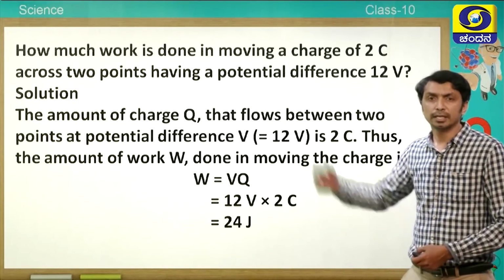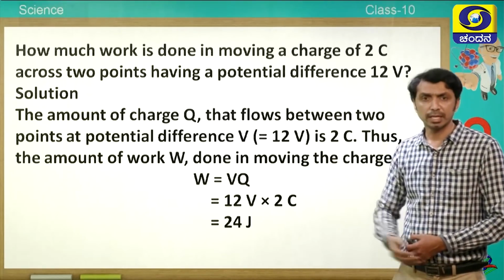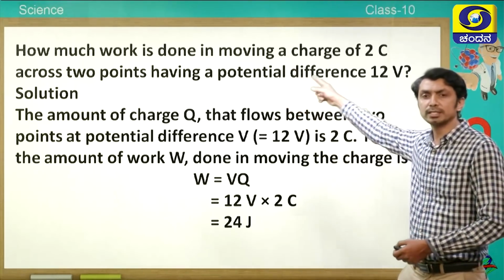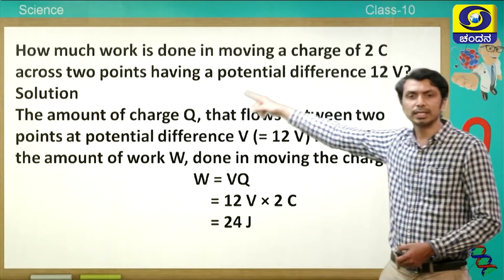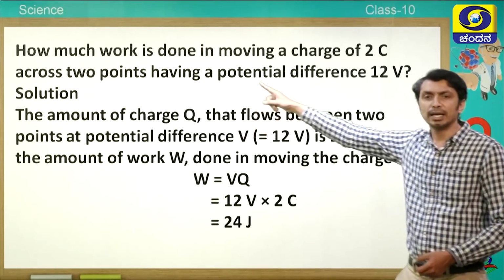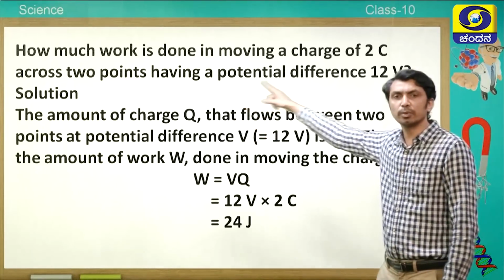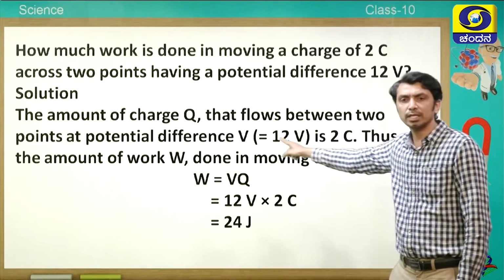Children, here let us solve a problem on potential difference. As you can see, how much work is done in moving a charge of 2 coulomb? So that is the value of Q, 2 coulomb amount of charge, across 2 points having a potential difference of 12 volt, that is V. V is 12 volt.